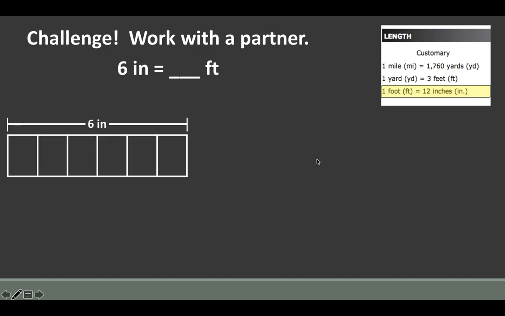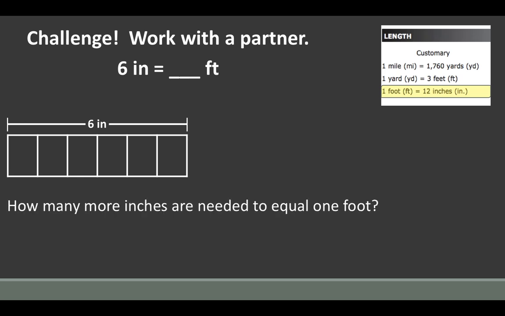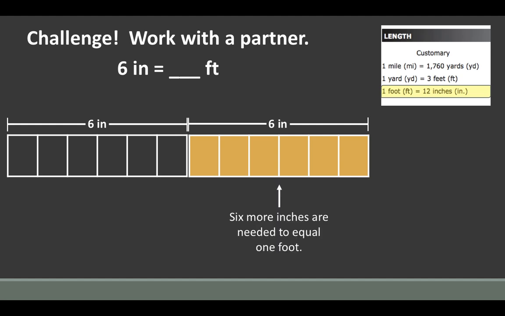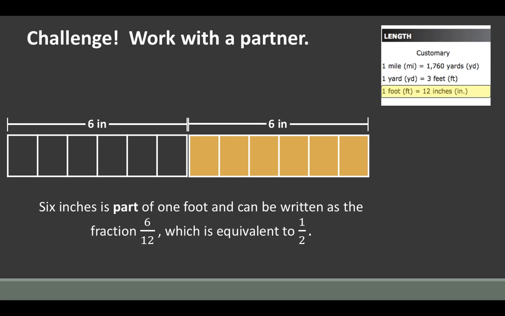All right. So once again, just like we did, they did a model with 6 inches as the total and 6 boxes. How many more inches are needed to equal 1 foot? Well, we know that. We need 6 more. So there you go. Now you have 1 foot. 6 inches is part of 1 foot and can be written as the fraction 6 out of 12, which is equivalent to 1/2, which is exactly what we got.